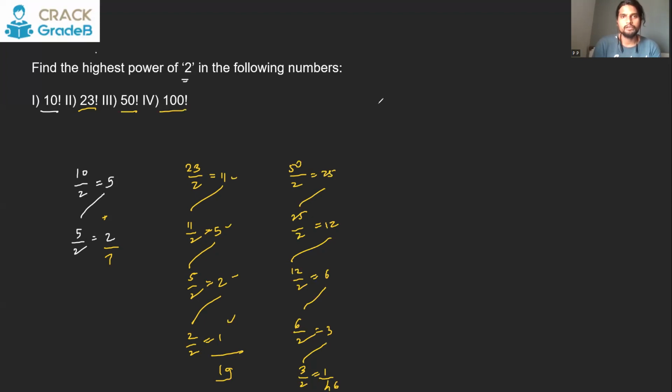100 factorial. 100 upon 2, that is 50. And then from 50 onwards, we have this already, 46. So 46 plus this 50, the answer is going to be 96. So there are going to be 96 2s, or the maximum power of 2 is 96.